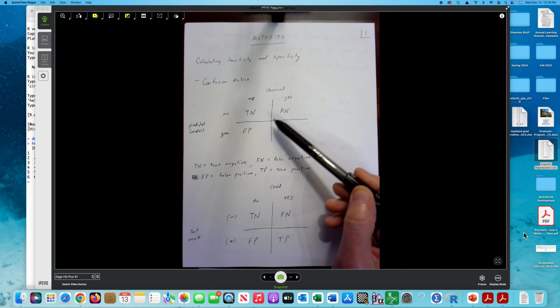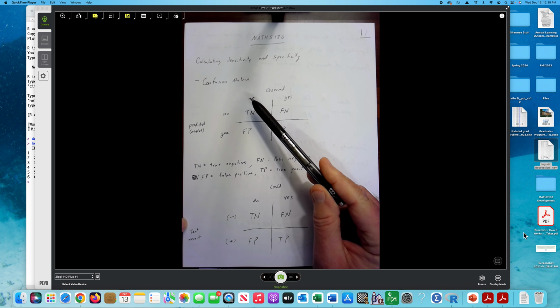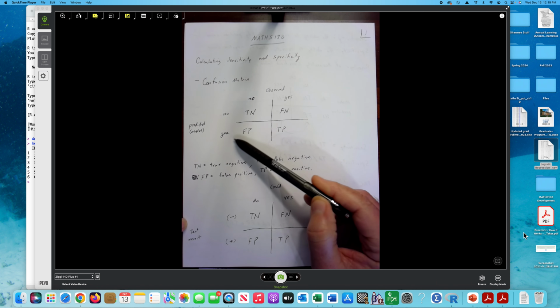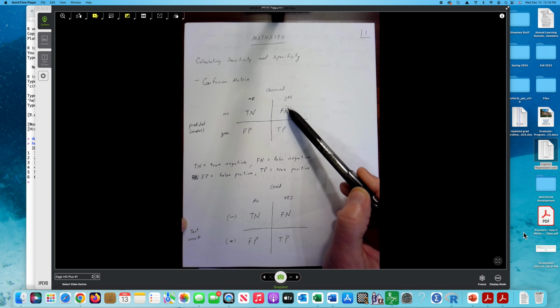These are the error components. Right here we have a false positive, because the patient did not fall, but our model predicted them to fall. And here we predicted the person not to fall, but they actually did, so that's also an error, and it's called a false negative.